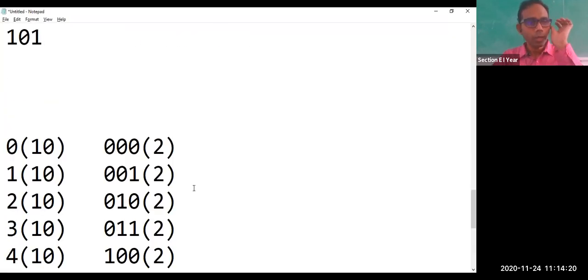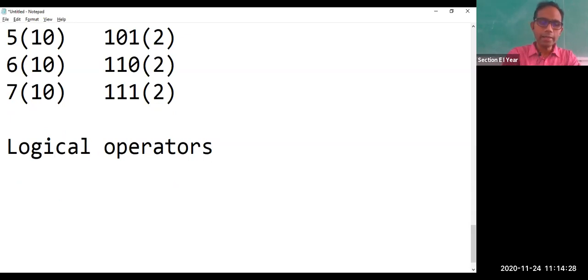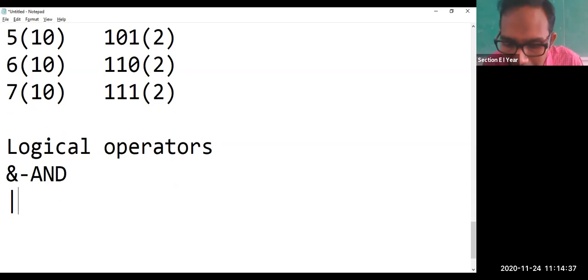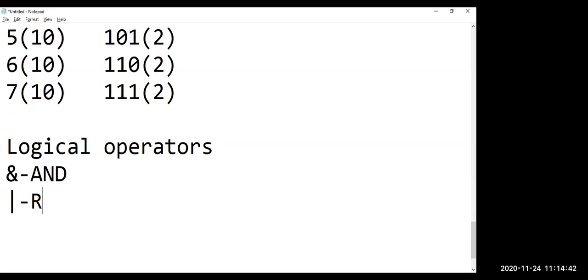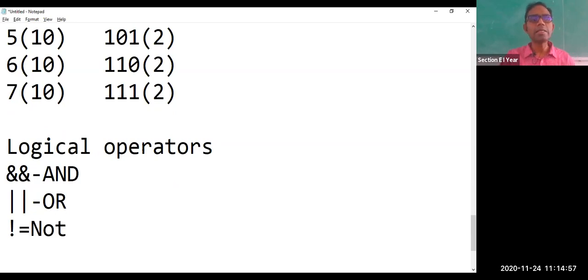Now we have three logical operators. One is AND. The second one is the pipe symbol. Above your Enter key on the keyboard, you will have a pipe symbol. Two pipes is called OR. You can write two ANDs also, and two symbols for OR also. Then you will have one exclamation mark called NOT. AND, OR, NOT. So these are the three logical operations that you have.